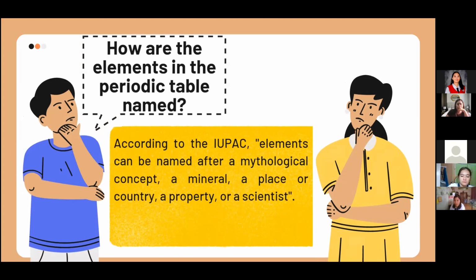Okay. So according to the IUPAC, elements can be named after a mythological concept, a mineral, a place, or a country, a property, or a scientist. So we included some examples.